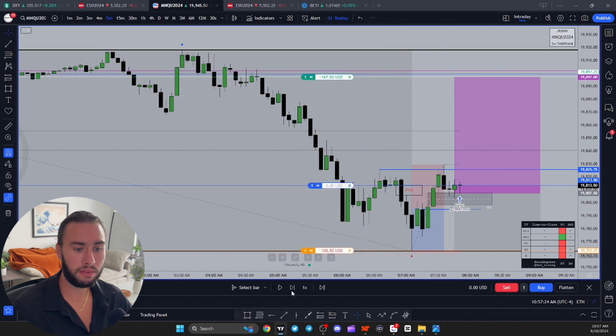So this is a very, very simple model. Again, we're just waiting for that shift in market structure after a new daily low or high has been made. And then we're using that to get in sync with the market.